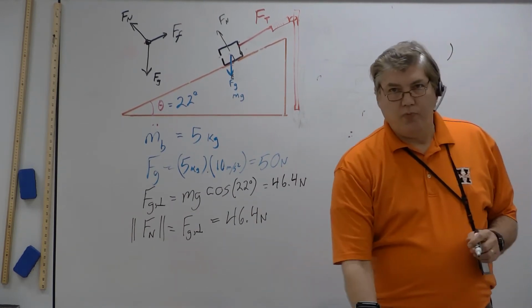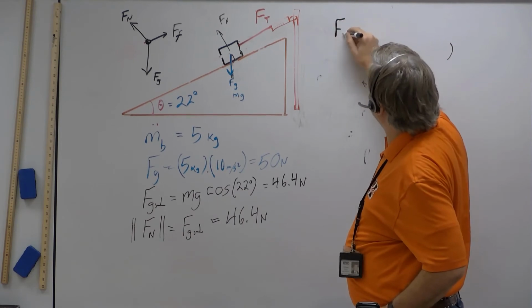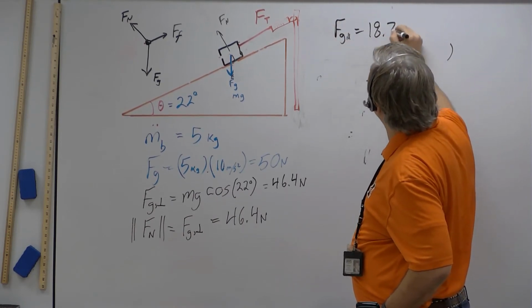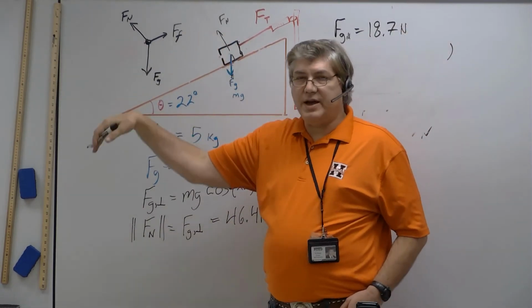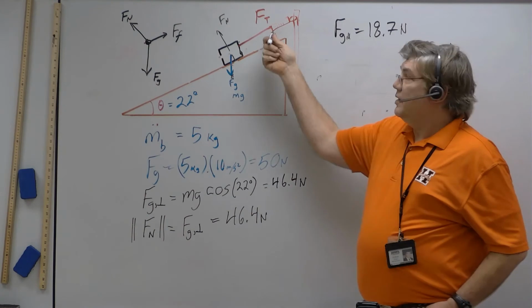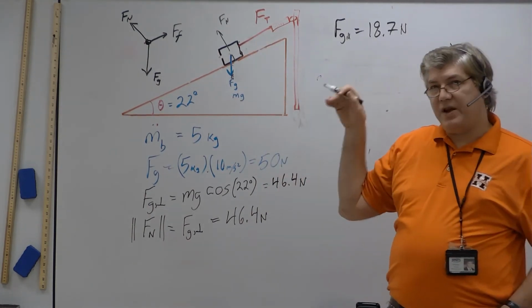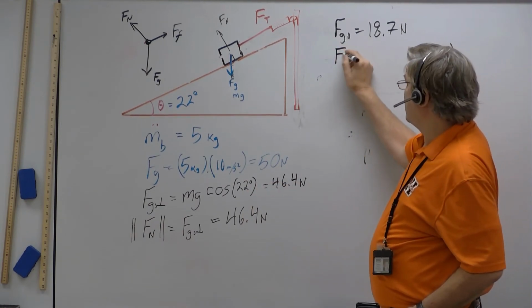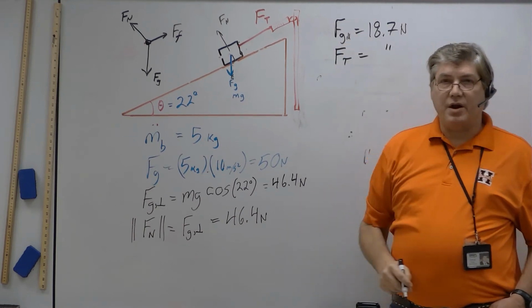Well, we already found that the force of gravity parallel was equal to 18.7 newtons. That's the force of gravity making it want to slide down. So if the spring scale and the string are preventing it from sliding down, then guess what? The force of tension is just equal to that force right there. They have to be the same because it's not going down.